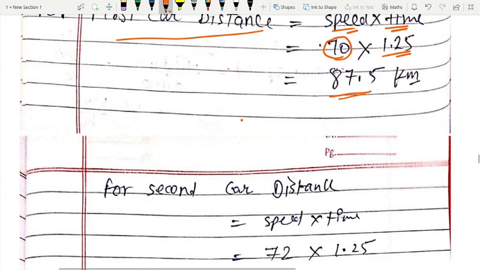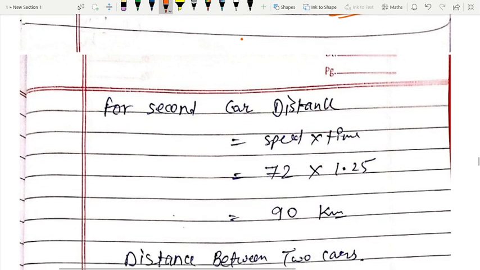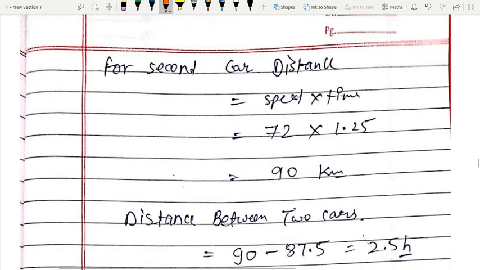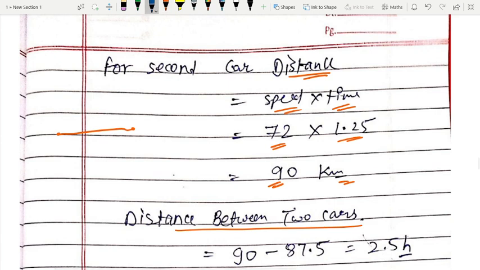Okay, now this was for car first. For car second, distance covered is speed into time. We know the formula, speed is 72, time is the same, 90 kilometer. So what is the distance between the two cars? Let's suppose car A traveled this much distance and car B traveled this much distance. The distance between the cars is basically this one.